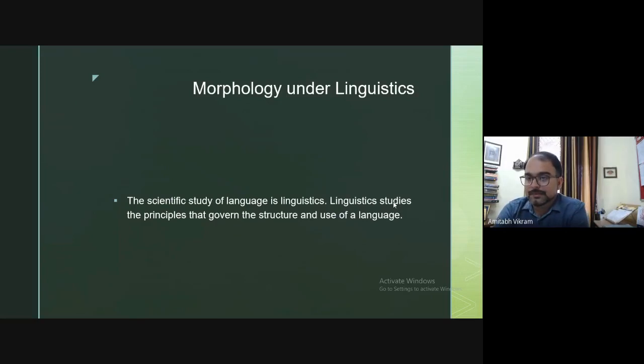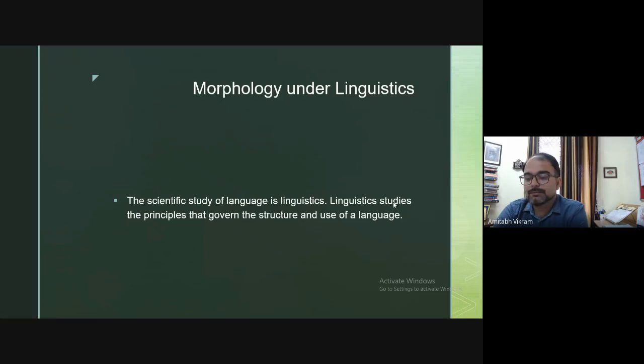So as we said, morphology falls under linguistics. Linguistics is like one umbrella term, and under that umbrella term we have different sub branches. In the last semester we studied phonology, the English sound system. In this semester we will study English word structure. So we will try to define linguistics here again. The scientific study of language is linguistics. This is one standard one-line definition.